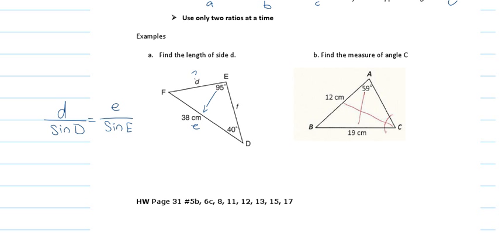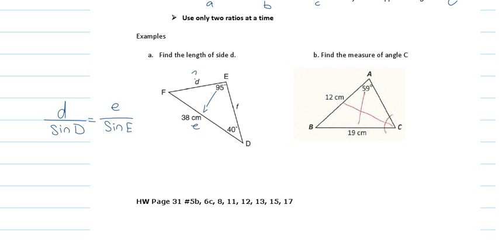Why did I not use F? I don't have any information about F. And I'm not interested in it even. So you must, when you do this, you must know 3 things. Right? And I do. I know angle D, I know side E, and I know angle E. So I know 3 things. I'm looking for the 4th one. Are we okay with this?